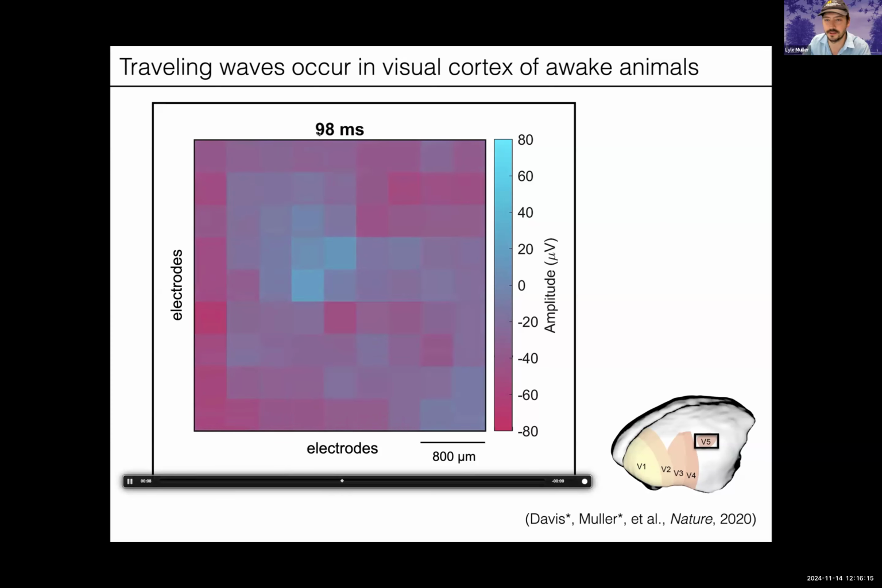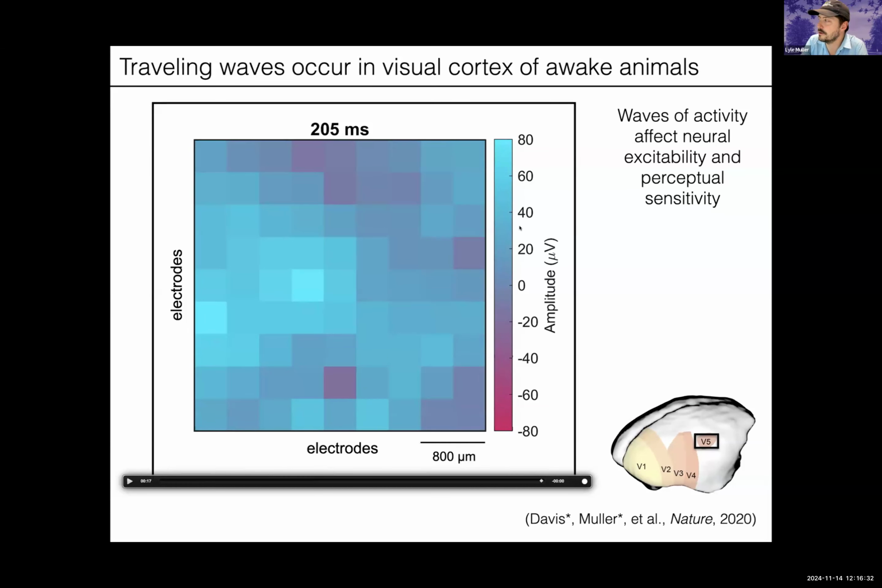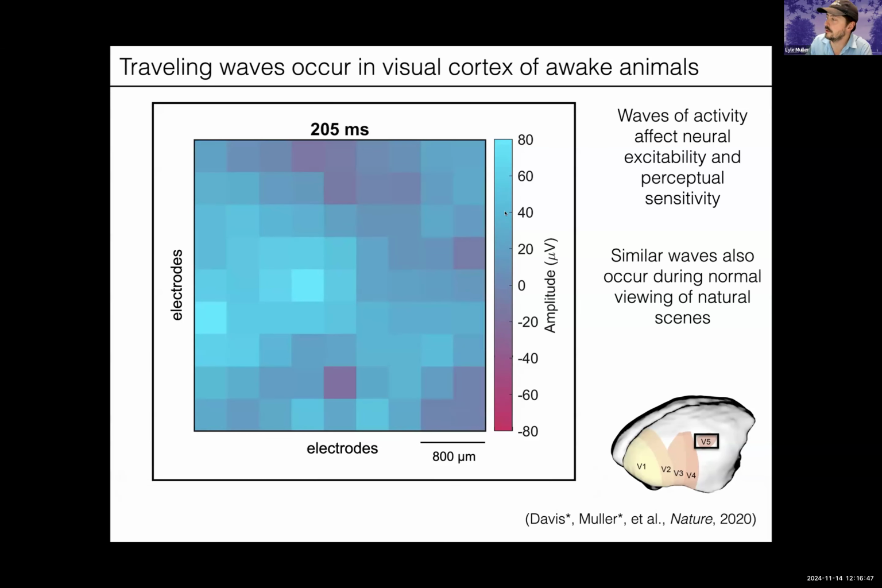This here shows time in milliseconds in the moments just before the onset of a stimulus. And the local field potential here is plotted in color, with pink colors for negative potentials and blue colors for positive potentials. So in this work, we demonstrated that these waves of activity affect neural excitability, so the excitability of local networks as these waves are passing over the area. And we could also show that they affect perceptual sensitivity. In addition, we showed that similar waves also occur during normal viewing of natural scenes.